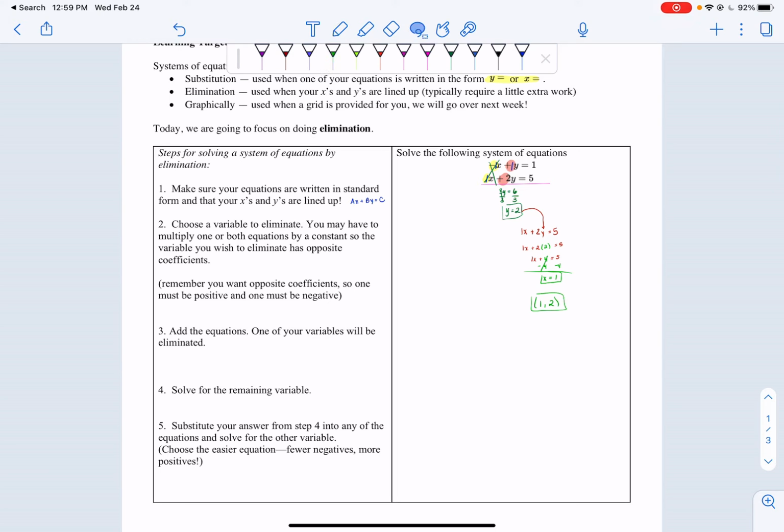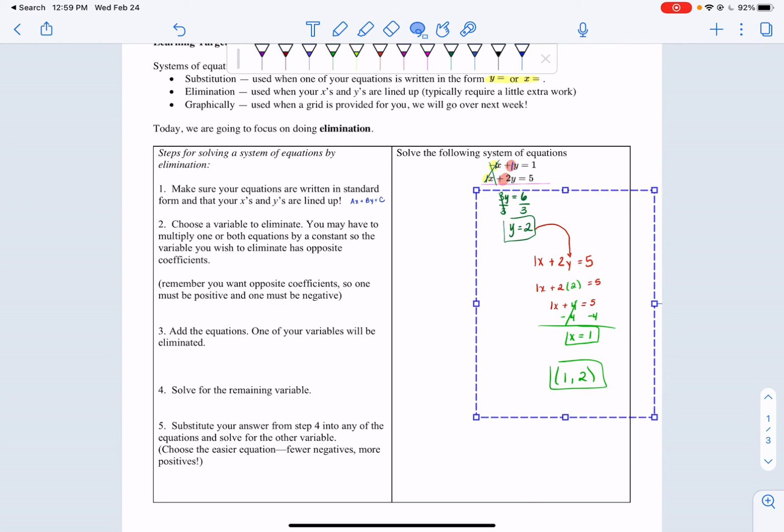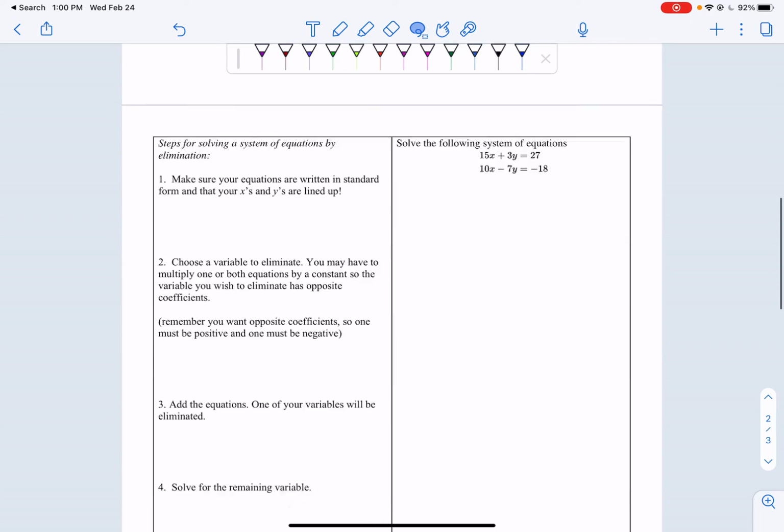That is a nice level 1 question where they already give it to you and you just have to go ahead and eliminate. So that's a nice level 1 question. Let's go on to a level 2 question.